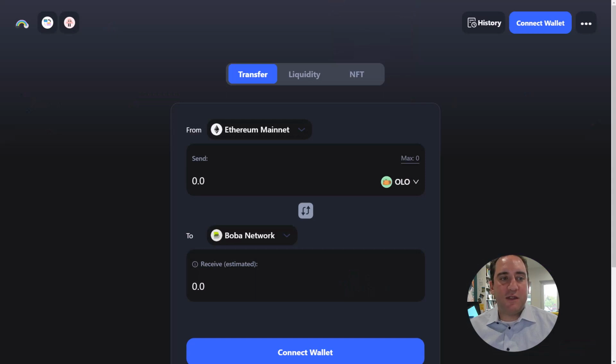Another option is the Celer Network Bridge. So they are so close to being completely trust minimized and close to being trustless, but they're not there yet, right? So I would look at experimenting with them. Their platform has never failed me.